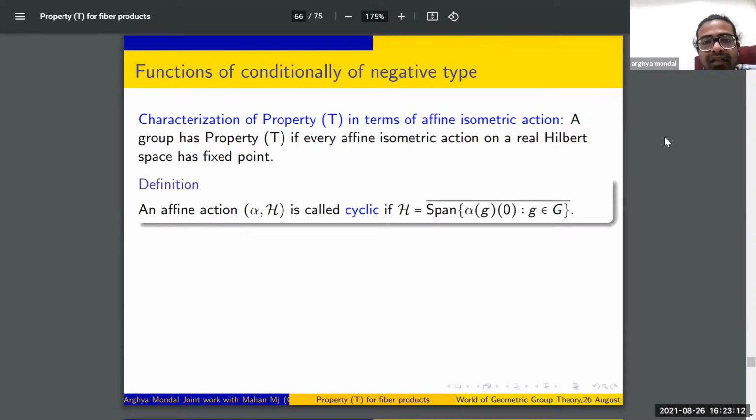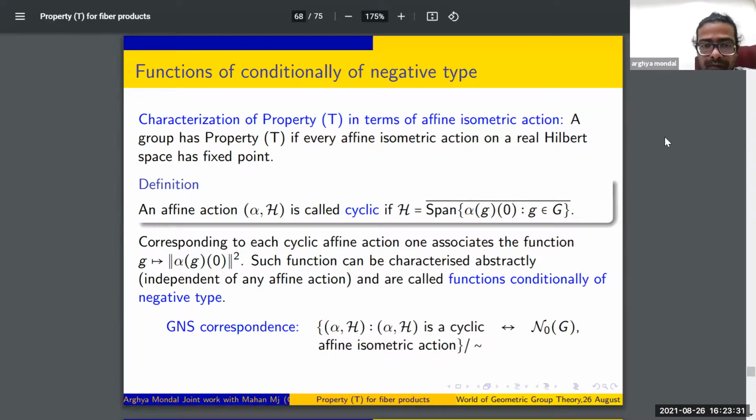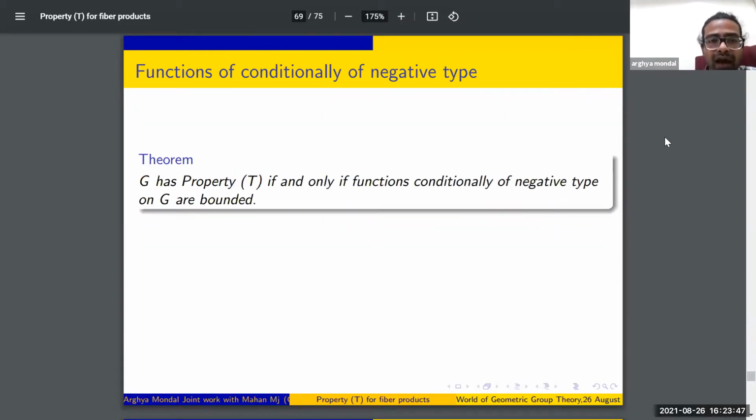And in this case also, we can define what is the cyclic affine action, and then corresponding to each cyclic affine action, we can define what are called functions conditionally of negative type. And then there is a GNS construction similar to what we had before, which says that all cyclic affine isometric actions up to isomorphism are in one-to-one correspondence with functions conditionally of negative type, normalized. And then we have a characterization of property T in terms of functions conditionally of negative type, which says that a group has property T if and only if all functions conditionally of negative type on G are bounded.